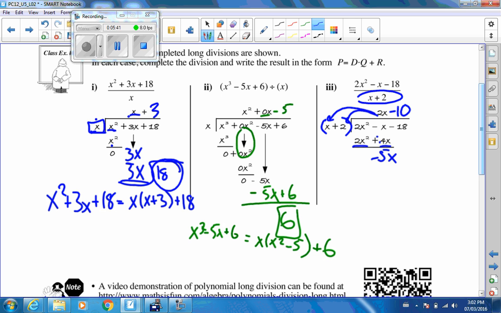So, yeah, what am I doing here? Speaking of getting cocky, next thing I want to know is what could I multiply x by to get to -5x? That's going to be -5.